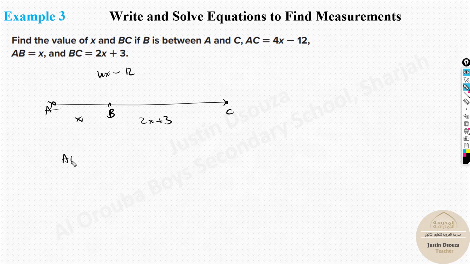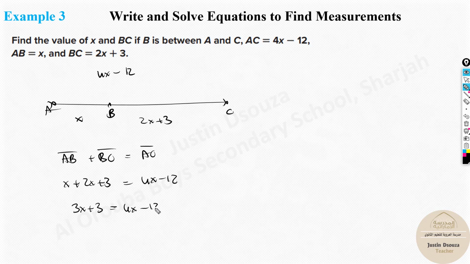We know if we add AB segment plus BC segment, it must be equal to AC segment. So add it, x plus 2x plus 3, that is equal to 4x minus 12, and over here it will be 3x plus 3 is equal to 4x minus 12. You can put this directly in the calculator and solve for x. You will get the answer, but I'm just doing the steps.